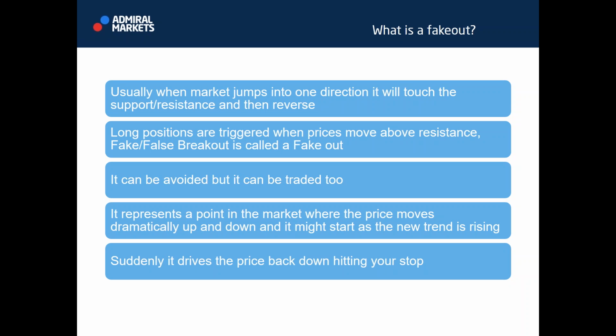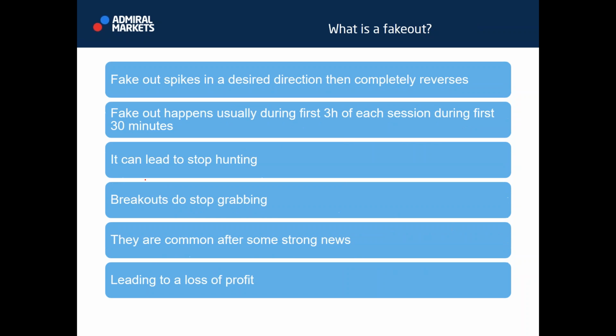If I want to go with fake out, there are time rules when we should and should not trade fake out trades. And those are the rules that you need to respect. If you try to fake the rules, you will probably be faked out with a trade. Fake out spikes in a desired direction, then completely reverses. So let's say this is a breakout, and then it completely reverses. So that is a fake out.